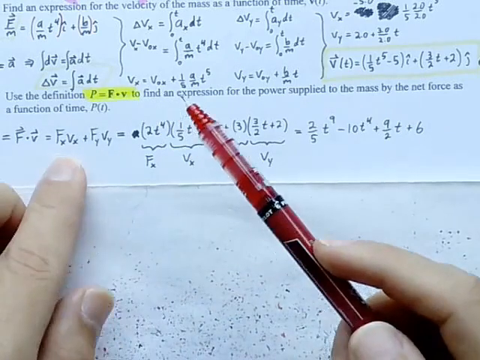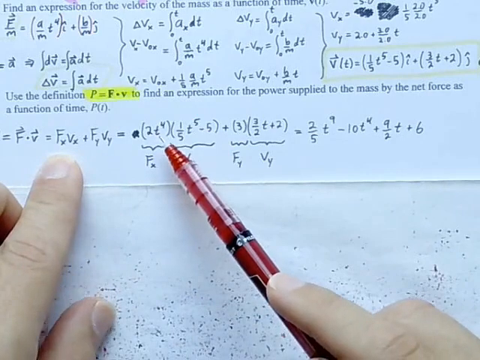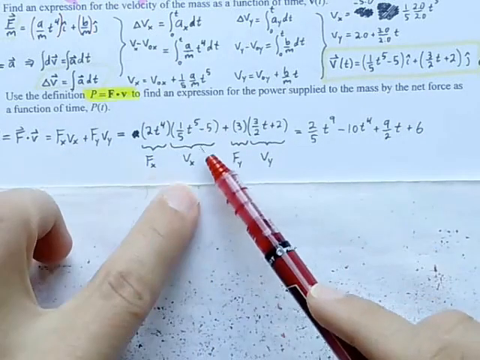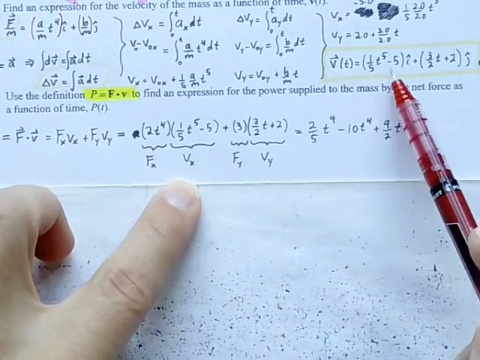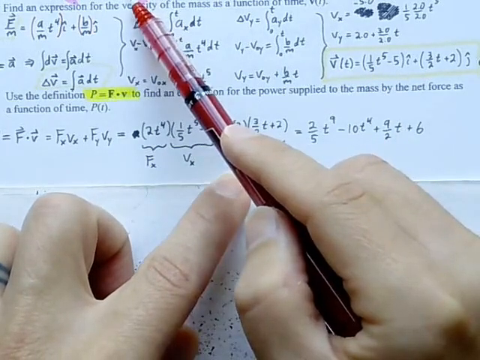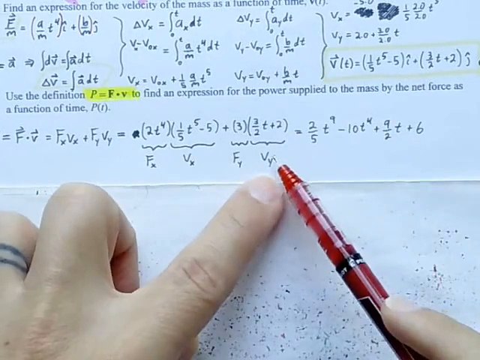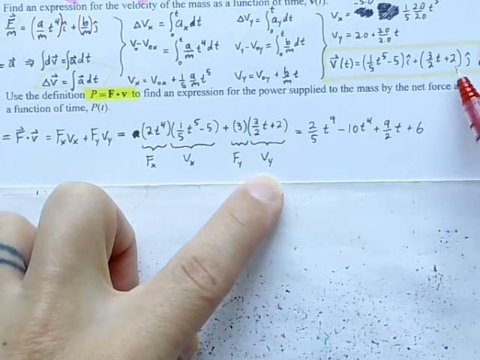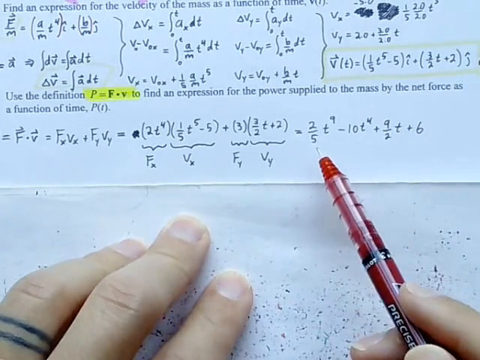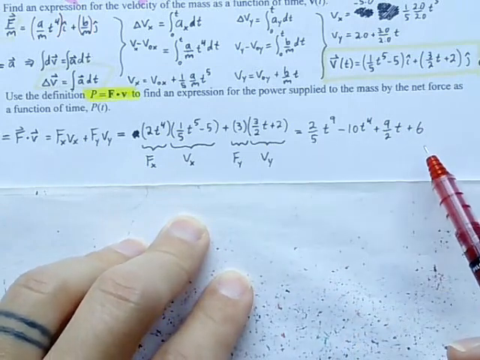So we just take Fx, which is 2t to the 4th. That was this, a was 2, so 2t to the 4th times Vx, 1/5 t to the 5th minus 5, plus Fy, which is just that b constant there, 3 newtons, times Vy, which is the 3/2 t plus 2. Multiply that out, simplify, and we get this polynomial expression for the power as a function of time.